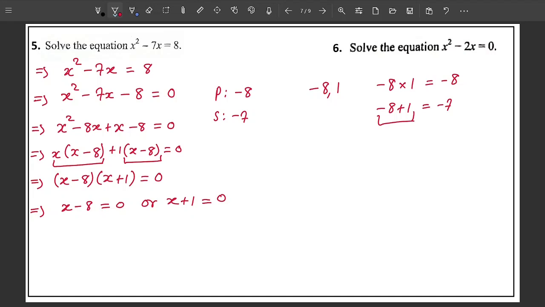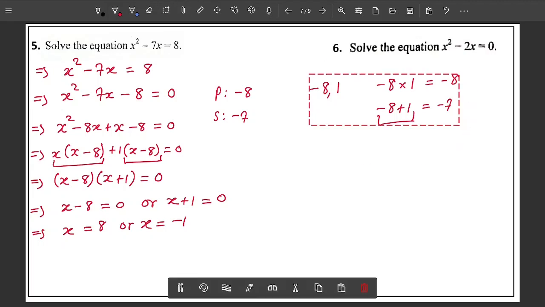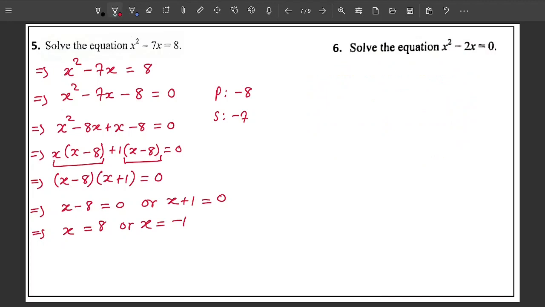Okay, so this will simply mean that x is either equal to positive 8, this one crosses and becomes positive 8, or x is equal to negative 1. Now let's try to prove, in case maybe we have made an error in our solving. So what we can do to prove this, let's prove.